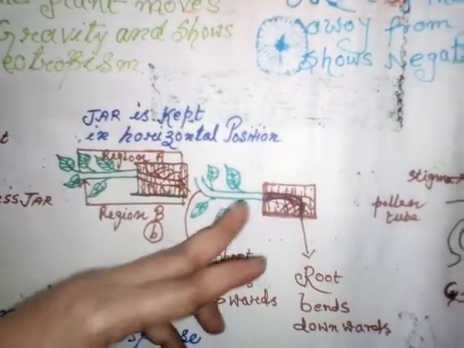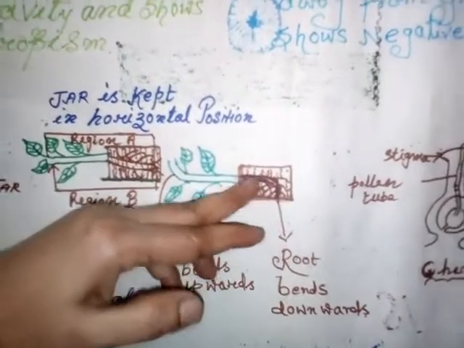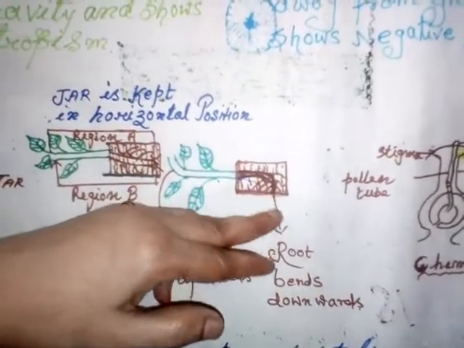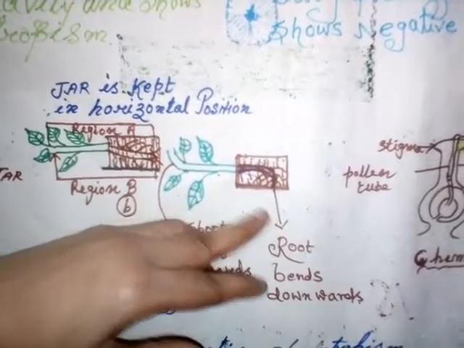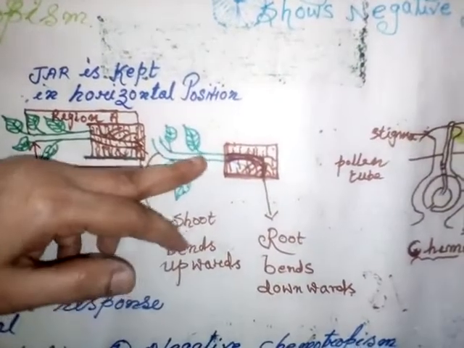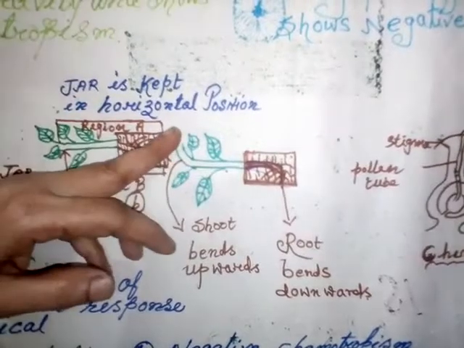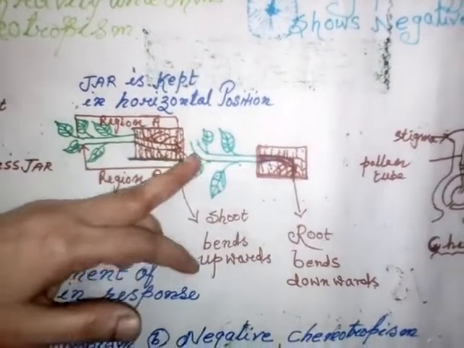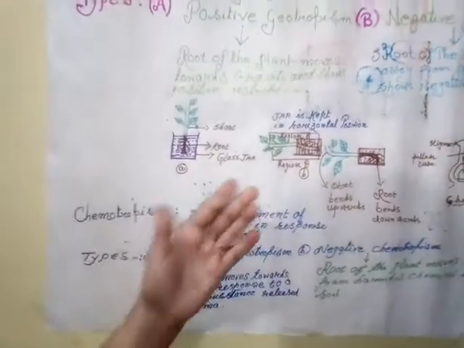After a few days, what we will observe is that the root will grow downward towards gravity to show positive geotropism. On the other hand, the shoot will move away from gravity to show negative geotropism. Now, what is the cause of this type of movement? This is actually due to the accumulation of oxygen.